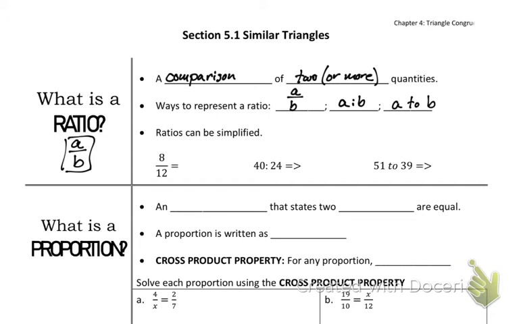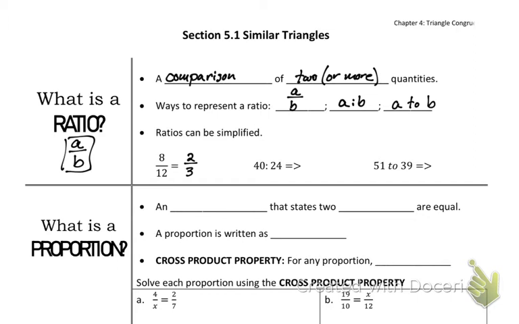Ratios can be simplified, just like fractions can be simplified. So if I look at 8 over 12, I probably don't want to deal with 8 over 12. I could simplify that. Does anyone know what I can simplify 8 over 12 to? Yeah. 2 over 3, because 4 goes into 8 2 times. 4 goes into 12 3 times. So we just look for a number that goes into both numbers evenly.